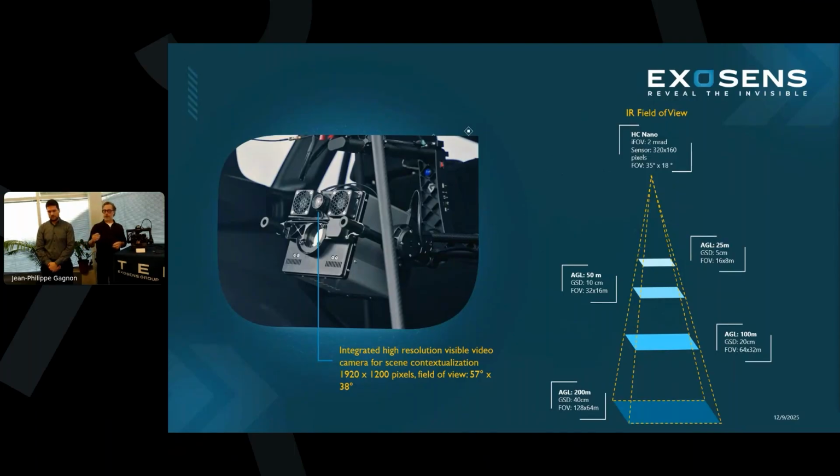Field of view: I've put down here a few examples of AGL, height above ground level, for flying the Nano, and the corresponding GSD, or ground sampling distance. That's the size of a pixel on the ground. If you're interested in other values, just let us know, and we'll guide you through the different values here. But theoretically, they can fly from 50 meters up to whatever altitude you want, or the restrictions are.